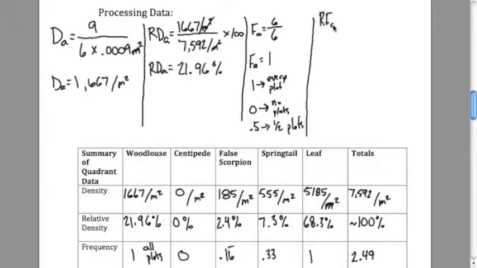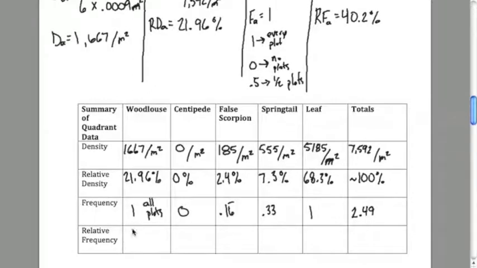To find the relative frequency of species A, we need to take the number of plots with that species. So the frequency of that species gets carried over to there. We divide it by the total of all of the frequencies of these different organisms, and we multiply it by 100. And that gives us a relative frequency of species A equal to about 40.2%. So let's fill this in here, 40.2%.